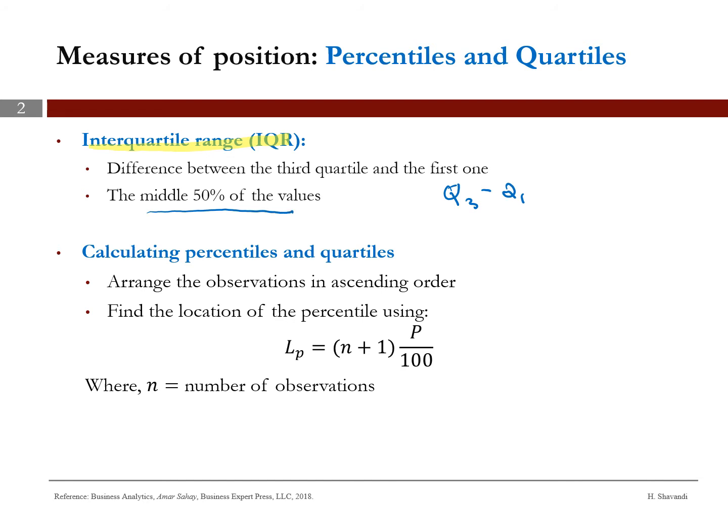In order to calculate the percentiles and quartiles, first we need to arrange the observations in ascending order, and then the location of the percentile would be obtained by this formula. In this formula, n is the number of observations and p is the value of the percentile. For example, if we want to obtain Q1, then p would be 25, and n is the total number of observations in our data set.